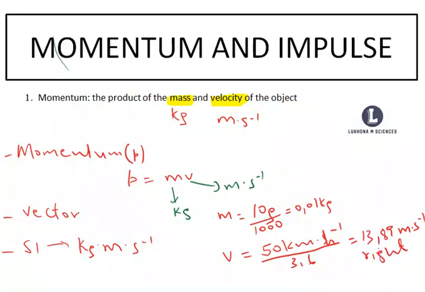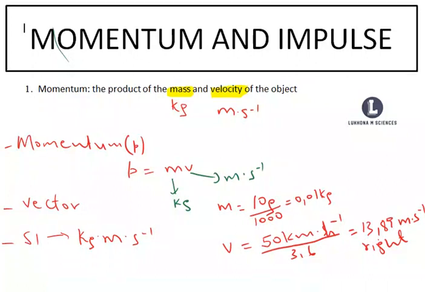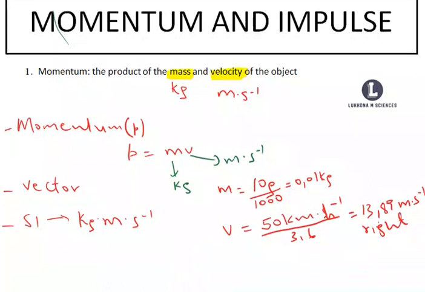So the question says calculate the momentum. So remember, the formula for the momentum is mv, by the definition, the product of mass and velocity. So we can calculate the momentum now. So p is equal to mv. So the mass is 0.01 times the velocity is 13.89. Then we get the momentum.